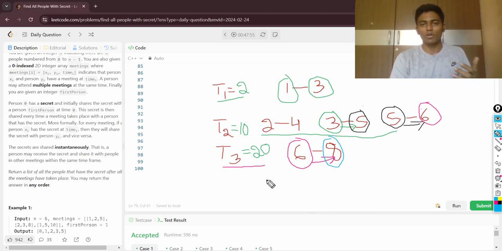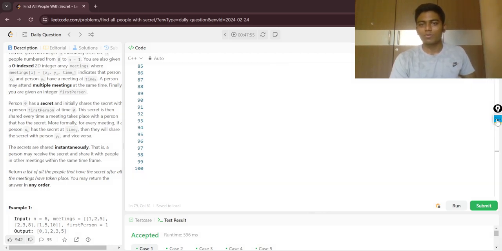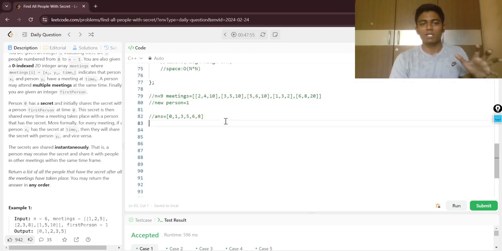And then at last we are going to check who are the persons who know the secret. So at the end of all the meetings, the people who know the secret are going to be 0, and then 1, and then 3, and then 5, and then 6, and then 8. So these are the people who know the secret after the end of all the meetings. So we'll return this particular answer.